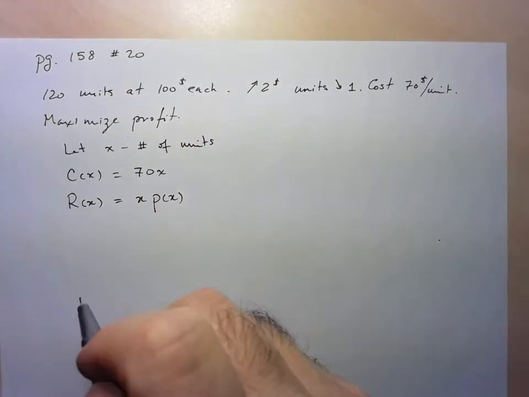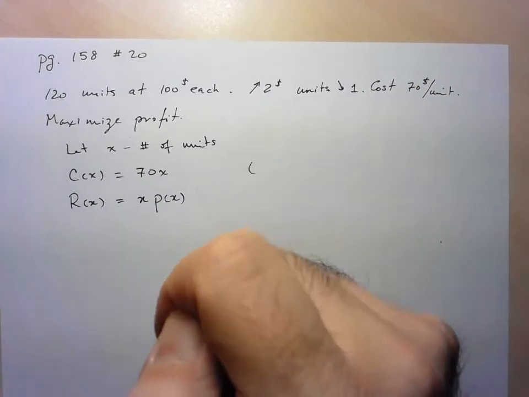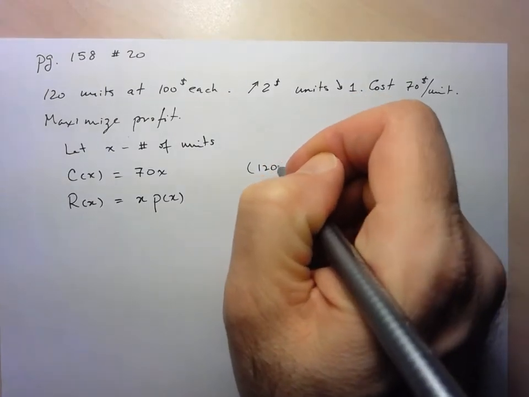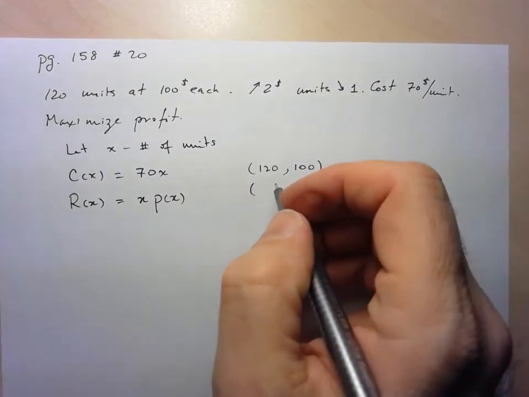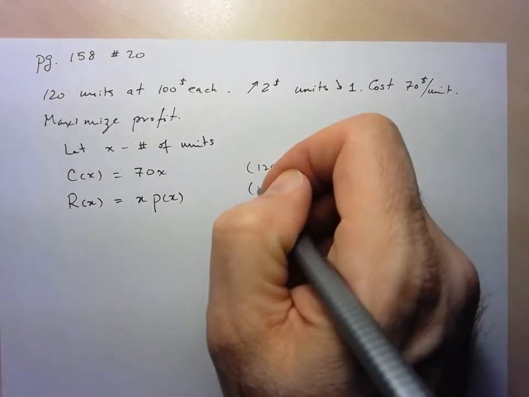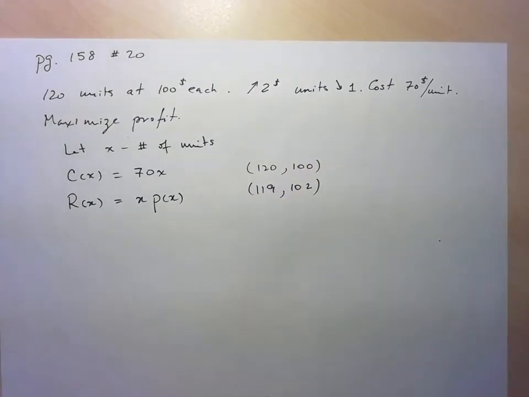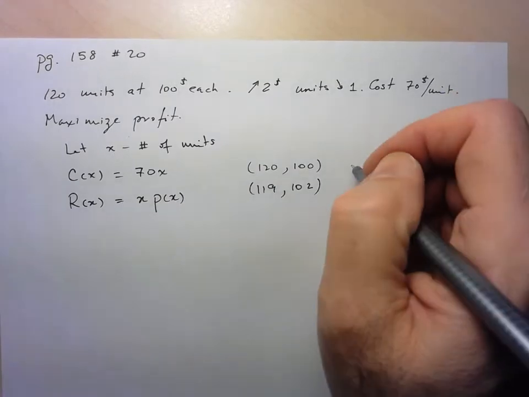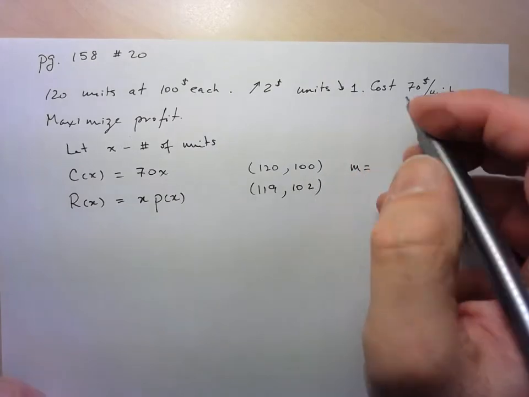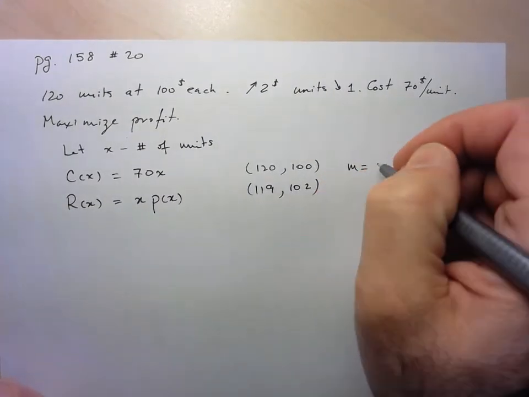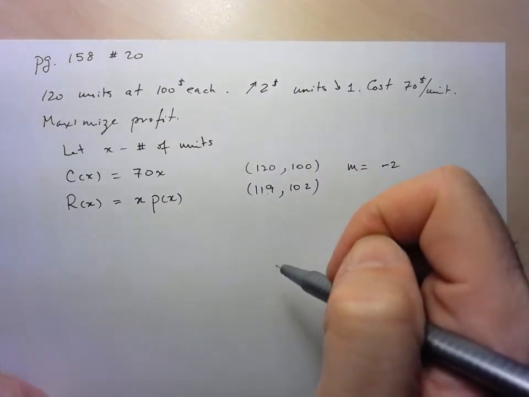So what we have to actually calculate is the price. Since it's a linear function, I can just work with 2 points. I know that if I sell 120, the price is going to be $100. If I increase the price by $2, the number sold will go down by 1, so if I sell 119, that's when the price is going to be 102. Now let's start by finding the slope. 100 minus 102 is negative 2, over 120 minus 119, which is just 1.